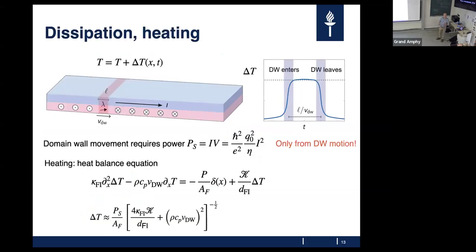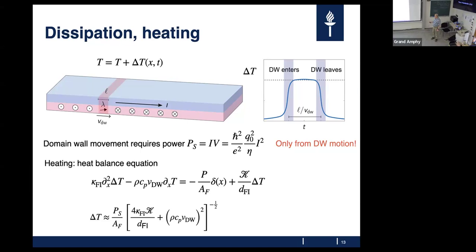Since there is voltage and there is current, there is Joule power. P equals IV. And so this is a non-equilibrium setting, and this means that you need power to maintain this domain wall motion. But actually, here the power comes only from the domain wall motion. In the normal state, the power would actually come mostly from maintaining the current through the wire. So this power is orders of magnitude smaller than in the normal state.